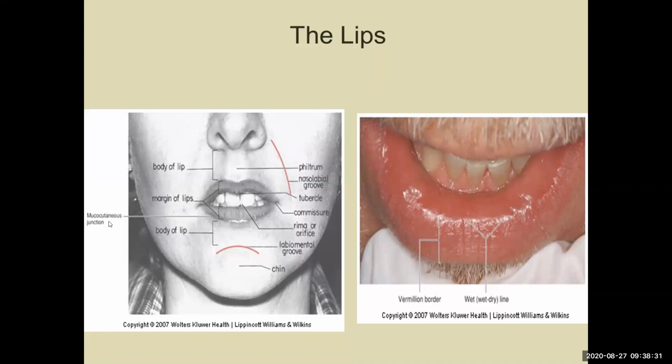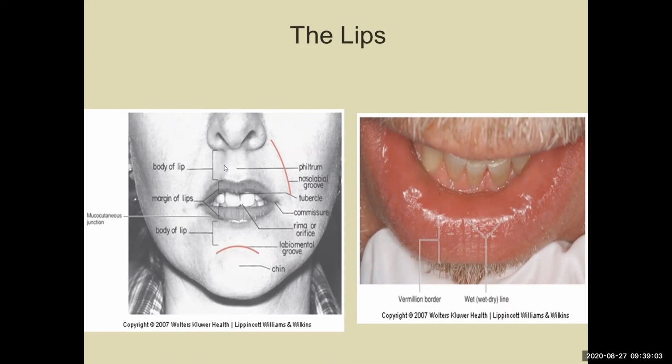So you've got your mucocutaneous junction. Everything's got a name to it. That's where the skin and the vermilion border meet. The commissures are the sides, the corners of the mouth. You've got your chin, your labiomental groove. This is the mental portion of the skull, the labiomental groove.